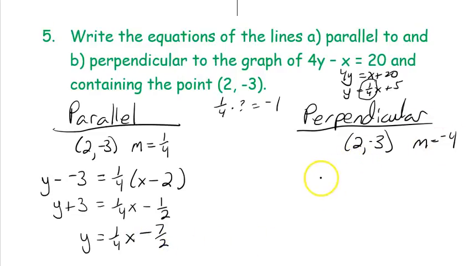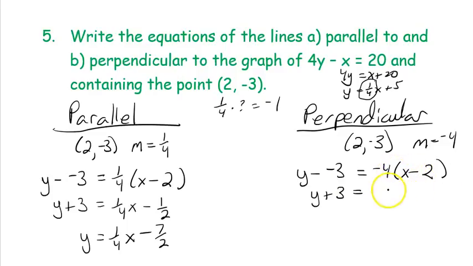And now I'm going to do the perpendicular side, same way. So y minus blank equals blank, x minus blank. Y value with y, x value with x, and the slope in the front of the parentheses. So again, two negatives make a positive. I have y plus 3. Distribute, I get negative 4x plus 8. Then subtract 3, and I get negative 4x plus 5. So this line would be parallel to the original. This line would be perpendicular to the original.